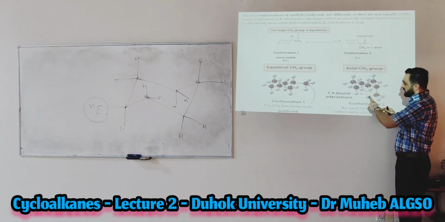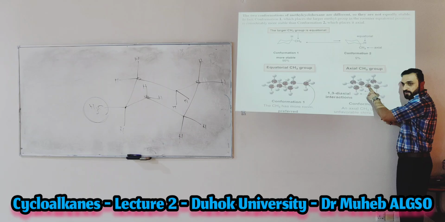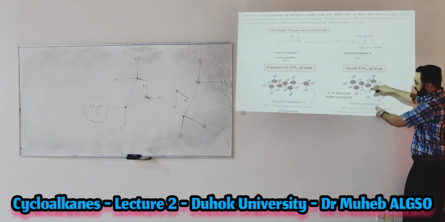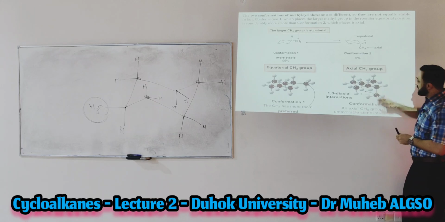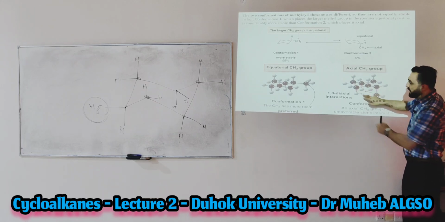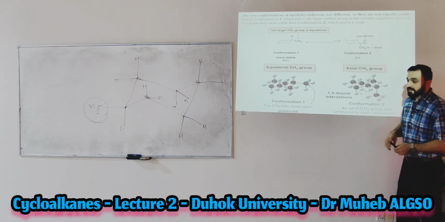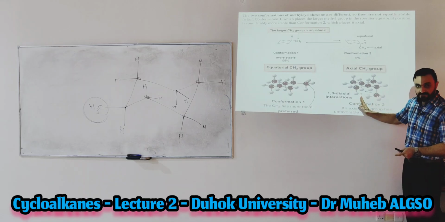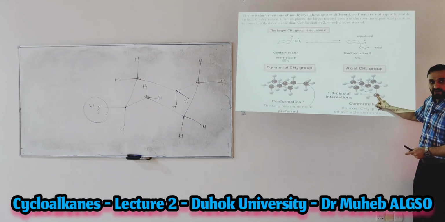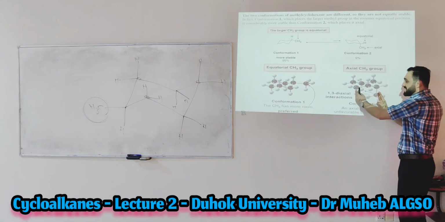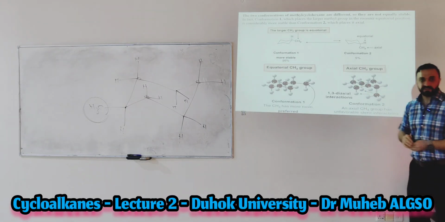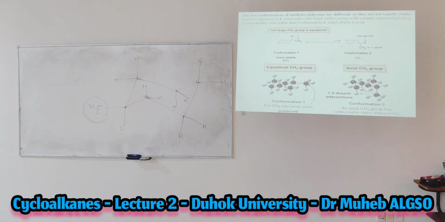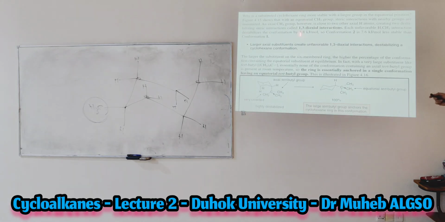Look at the steric effect, not between carbon number 1 and 2, meaning with the hydrogen at carbon number 2. It will be carbon number 1 and carbon number 3, where we have a steric effect. This is an axial position, and this group is also in the axial position. That means this axial with this axial will give you a steric effect. Do you understand? This is the meaning of 1,3 diaxial interaction.